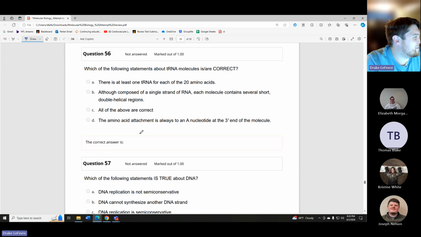Okay. Which of the following statements about tRNA molecules is/are correct? There's at least one tRNA for each of the 20 amino acids. Although composed of a single strand of RNA, each molecule contains several short double helical regions. All the above are correct. The amino acid is always attached to an A nucleotide at the 3' end of the molecule.